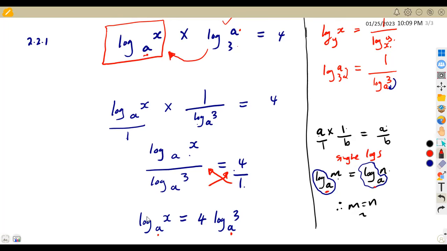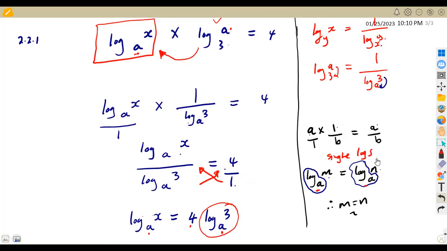So here on the left-hand side, we've got log x base A, which is a single log, it's fine. But on the right-hand side, it's not a single log because there is a number that is multiplying. A single log is like log 3 base A. So you're supposed to write this as a single log. So what can we do? We have to get rid of this 4 that is multiplying this log. So how do we get rid of this 4?